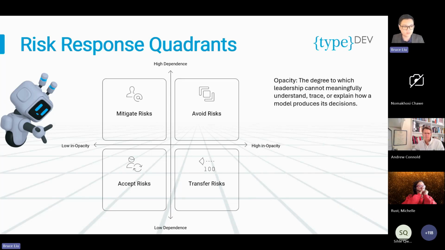So the opacity is talking about the degree in which we understand and can trace back the decisions that are made by the AI model itself. So on the x-axis, we have low opacity, low in opacity on the left, where you don't know what is going on, all the way to high in opacity on the right, where you do actually know what goes on in the AI model. And at the top, we have high dependence, and at the bottom, we have low dependence. Then the four quadrants is exactly as we expect in the risk response quadrants, where if we don't know what's going on, but we have a low dependence on the AI model, then we accept it.